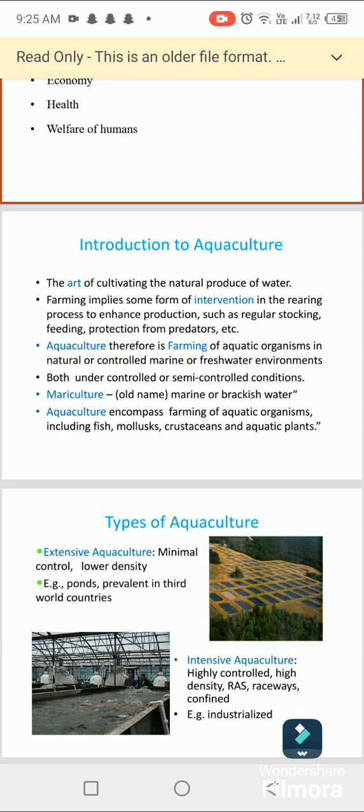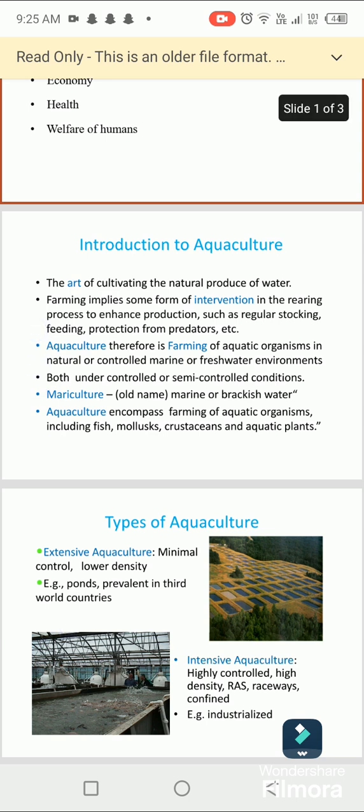Mariculture, the old name, is marine or brackish water aquaculture. Aquaculture encompasses farming of aquatic organisms including fish, mollusks, crustaceans and aquatic plants.